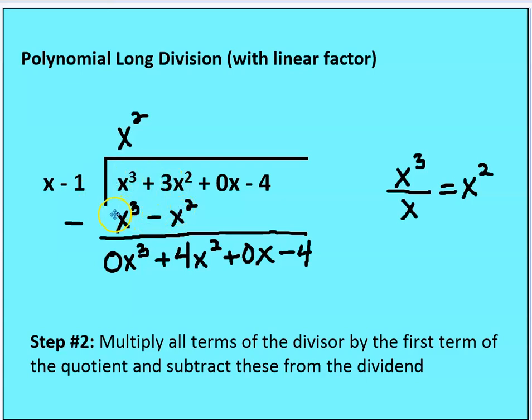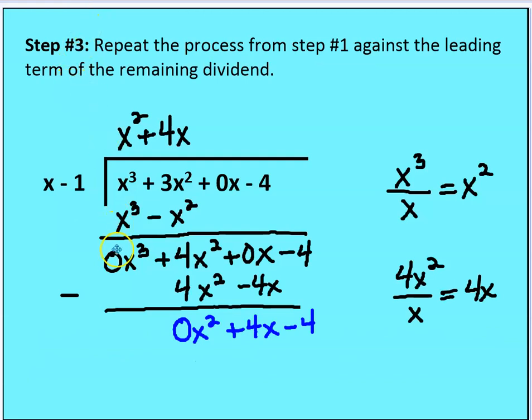So x cubed minus x cubed is 0x cubed. 3x squared minus a minus x squared is 4x squared. 0x minus 0 is 0x, and minus 4 minus 0 is minus 4. Okay. Next step, now we have something left over. We're going to start with 4x squared plus 0x minus 4.